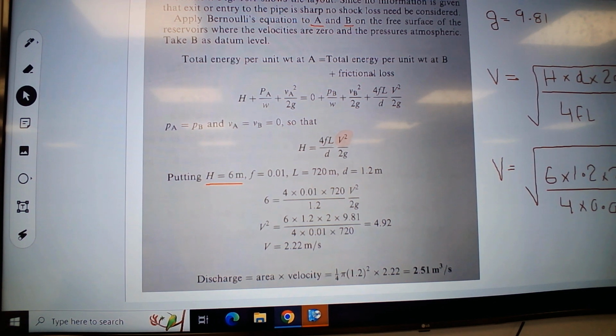Once we have the velocity, the question is asking us to find the discharge. So Q equals VA. The velocity we got from here, and the area: the diameter is 1.2, so the radius is 0.6. And that will give us the discharge flow in meters cubed per second.